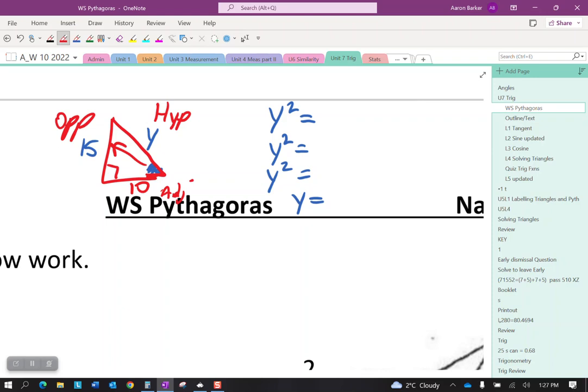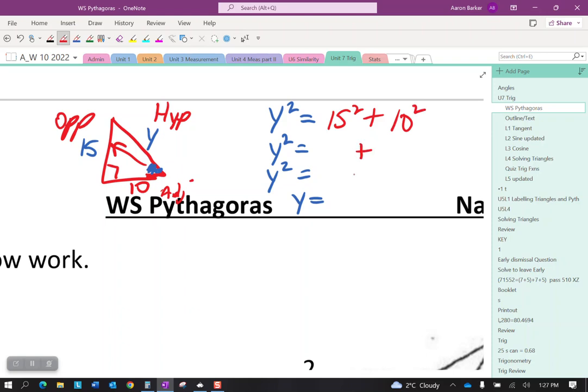Should we add or subtract our squares? Why add? Yeah, when you try to find the longest side, you need to add them. Right? The hypotenuse is what we're trying to find. That's the longest side. So yes, we have to add them. Good. So 15 squared plus 10 squared.